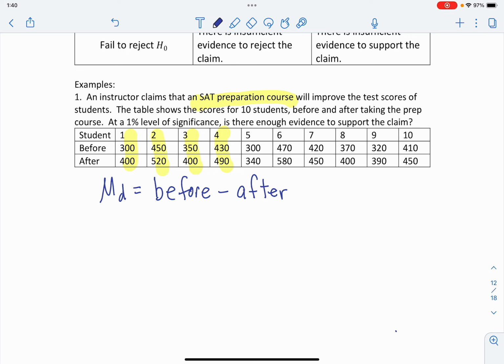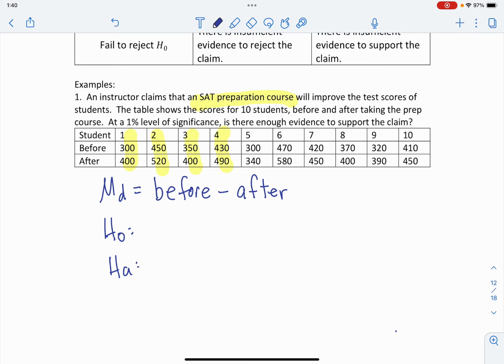If you were doing a study just on your own, just research, you can just decide which way you want to do it, and it's just going to make the inequalities go one way or the other when you do your H0 and Ha, which is what we're going to do right now.